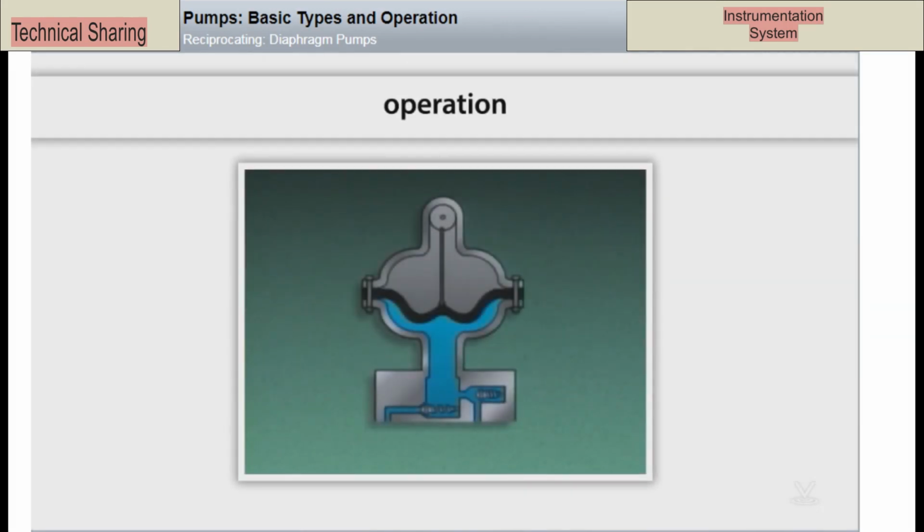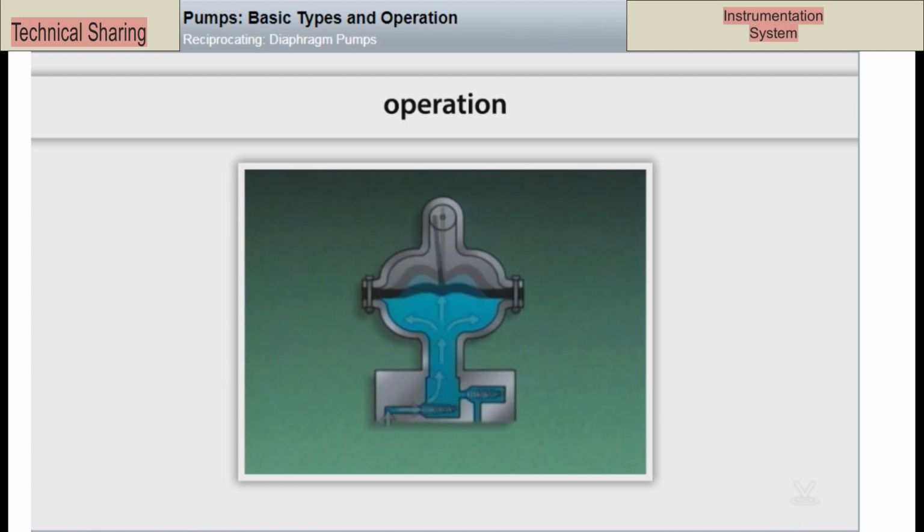Operation. At the start of the suction stroke, the connecting rod is in its lowest position, and the diaphragm is flexed to its maximum downward position. As the eccentric rotates, it pulls the diaphragm upward. This creates a reduced pressure below the diaphragm, which closes the discharge valve, opens the suction valve, and draws a specific amount of liquid into the pump.